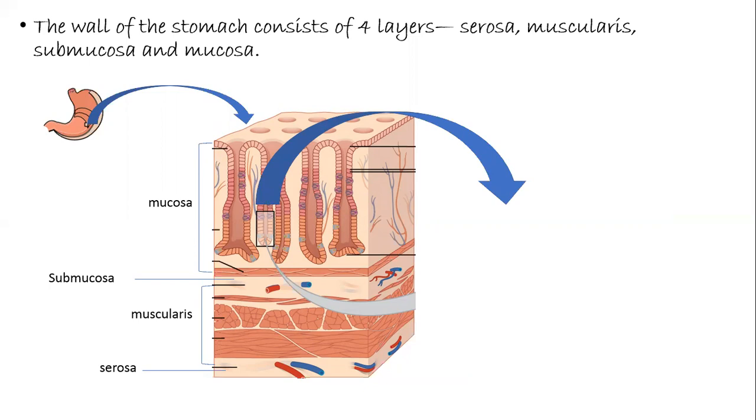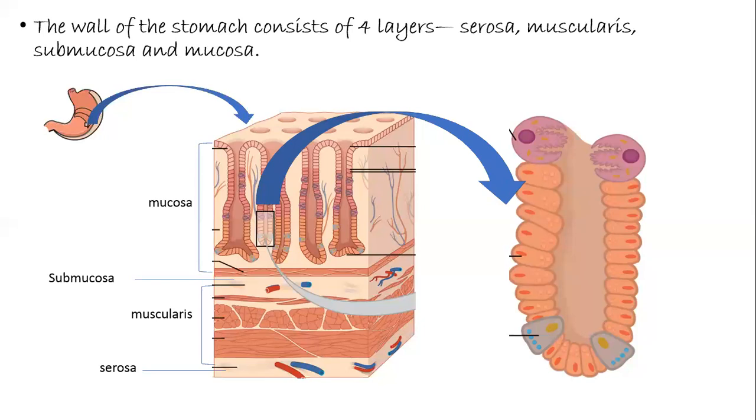Now we'll see a deeper look at the mucosa. The mucosal layer consists of a number of cells. These are the parietal cells. Parietal cells are also called oxyntic cells. They are responsible for production of HCl and intrinsic factor, which is responsible for absorption of vitamin B12, and parietal cells are also involved in synthesis and release of some blood group substances.